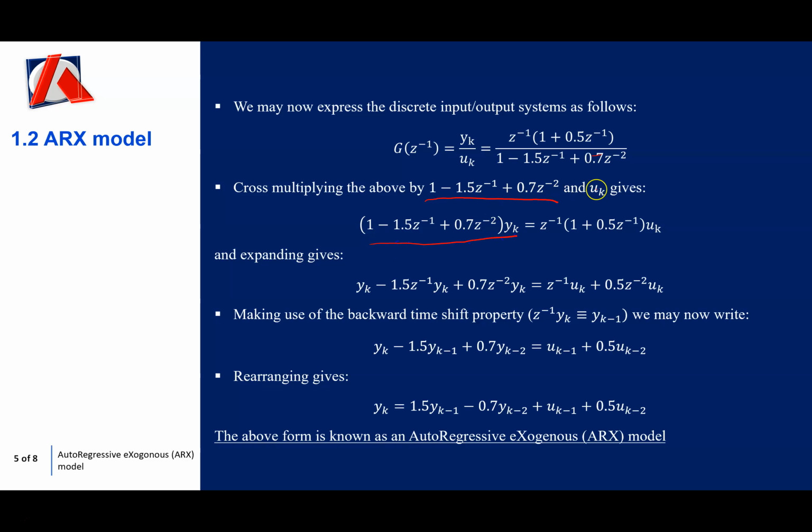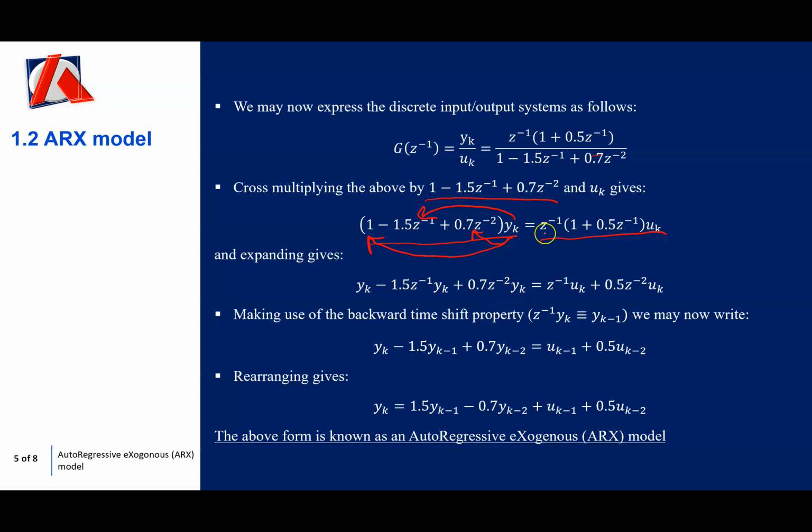And then u of k. If I multiply across by u of k, the u of k terms cancel, and it's just going to be that term multiplied by u of k, which is given here. Then if I expand out, y of k is going to be y of k multiplied by that term there, and then y of k multiplied by that, you can see there.